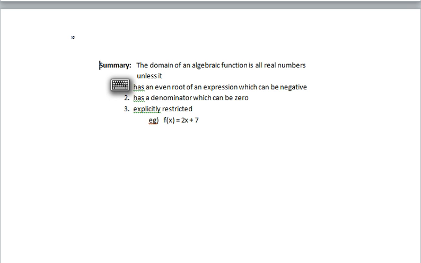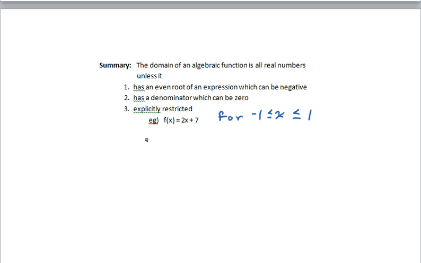To summarize, the domain of an algebraic function is all real numbers unless it has an even root of an expression which can be negative, it has a denominator which can be 0, or it is explicitly restricted. An example of a restricted domain would be f of x equals 2x plus 7 for x greater than or equal to negative 1 and less than or equal to 1. Without the restriction, the domain would be all real numbers.